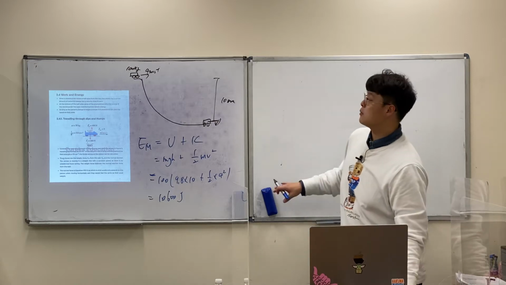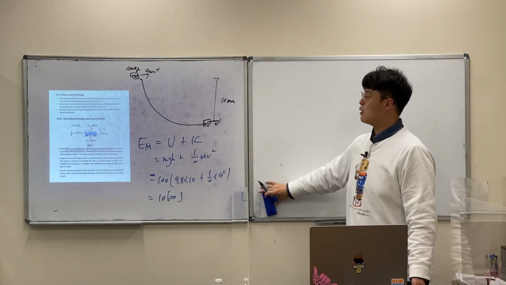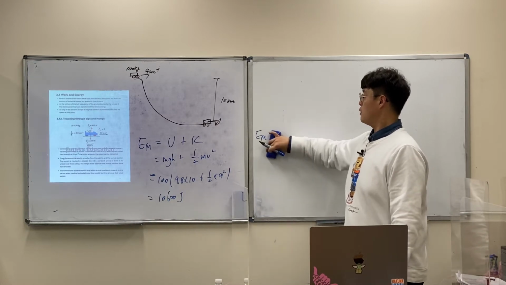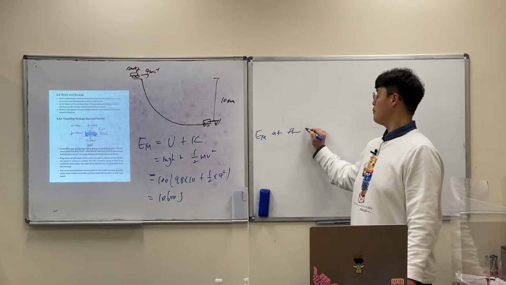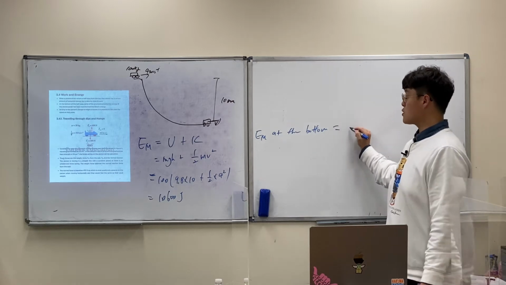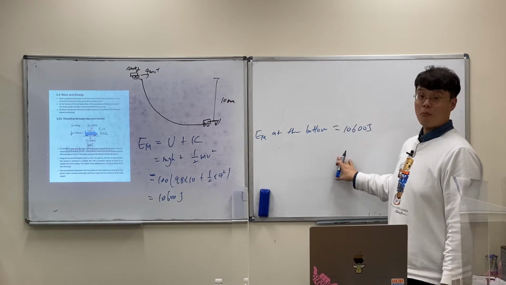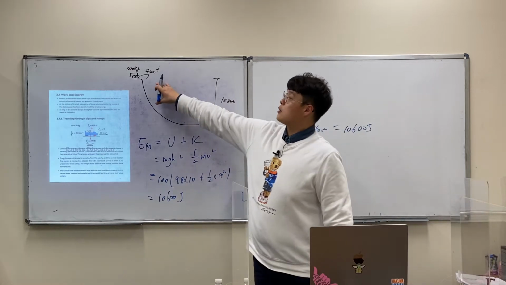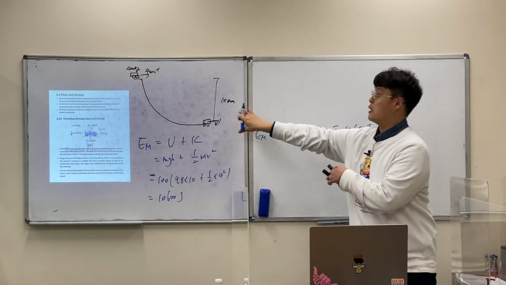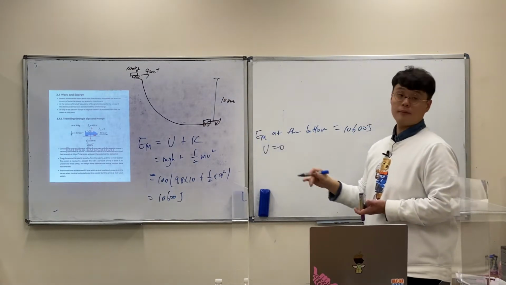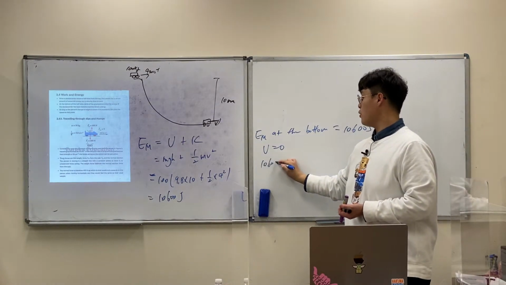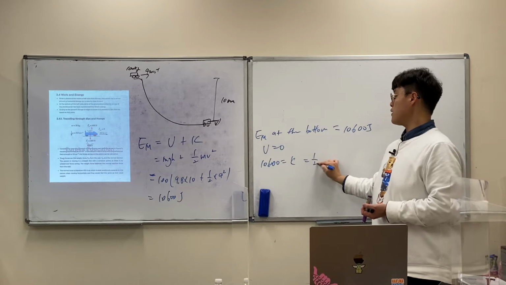Now, at the bottom, Minchen, what can you tell me about its mechanical energy? At the bottom, it will still be the same amount, according to the conservation of energy, 10,600 joules. But what changes is the gravitational potential energy being converted into kinetic energy, so there will be an increase. At the bottom here, the U would be 0. So what we know is 10,600 purely equals K, that's half mv squared.